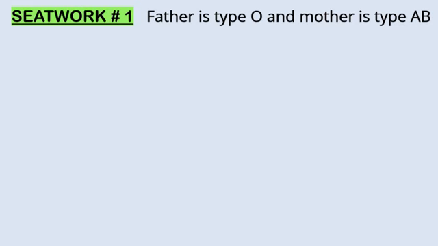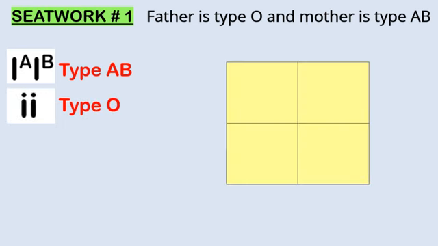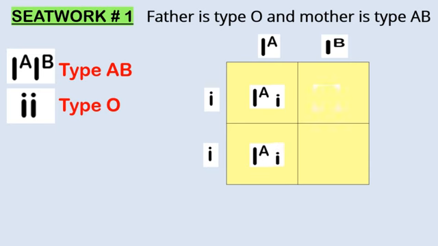Let us see now the answer. IA and IB for type AB, double small i for type O, and then the Punnett square. Write it down. So we can see here the genotype for the parents and also the genotype for the offspring.